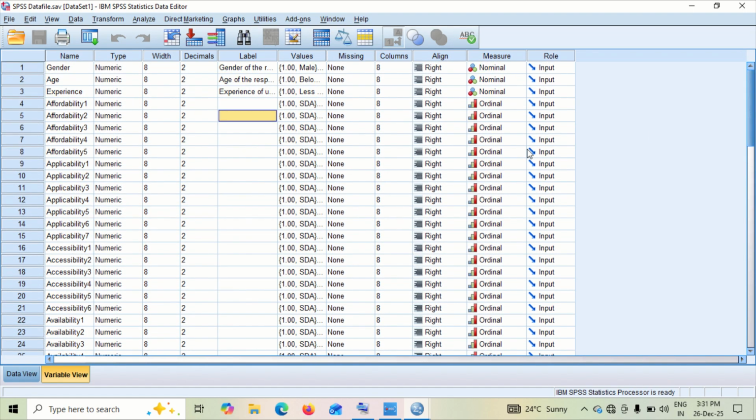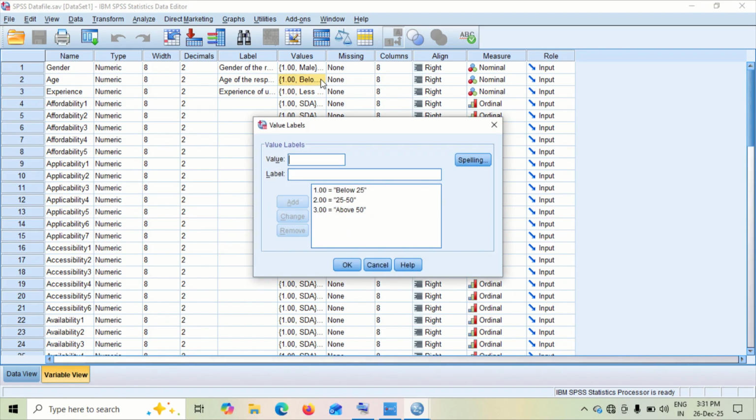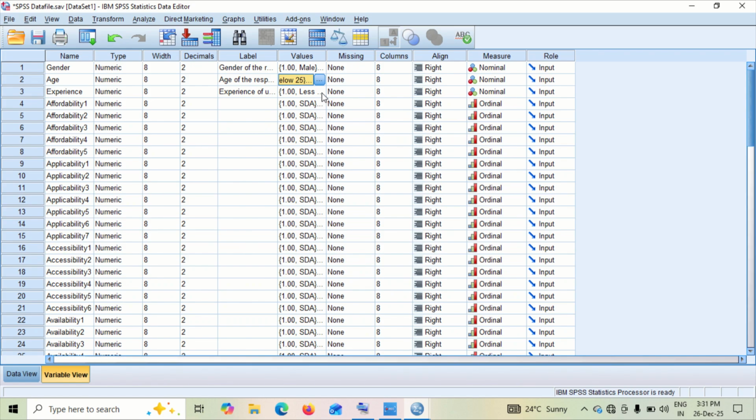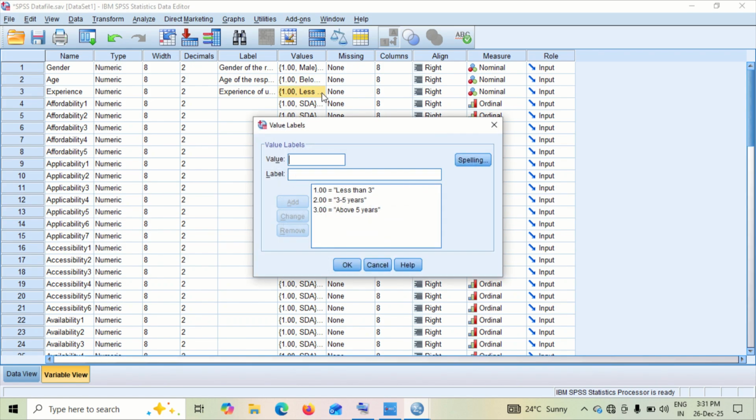According to two different categorical variables. First, we can use age because age has more than two options: below 25 years, 25 to 50 years and above 50 years of age group. Thereafter, we can also apply experience-wise comparison because experience is assigned for more than two options. One for less than 3 years of experience, two for 3 to 5 years of experience, and 3 for more than 5 years of experience.